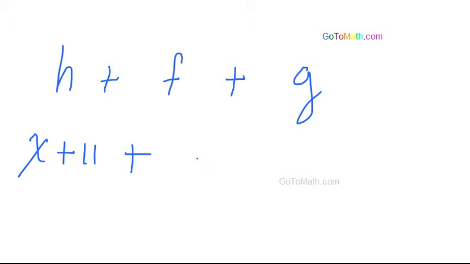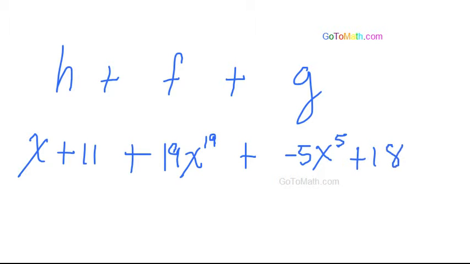F, and what did we say F was? 19x to the 19th. These are randomly generated numbers. And then plus G, which was negative. Now you notice I'm writing that negative 5x to the 5th plus 18. I'm sure there's people out there going, you can't do a plus and then a minus. No, it's a negative. Don't worry about it.